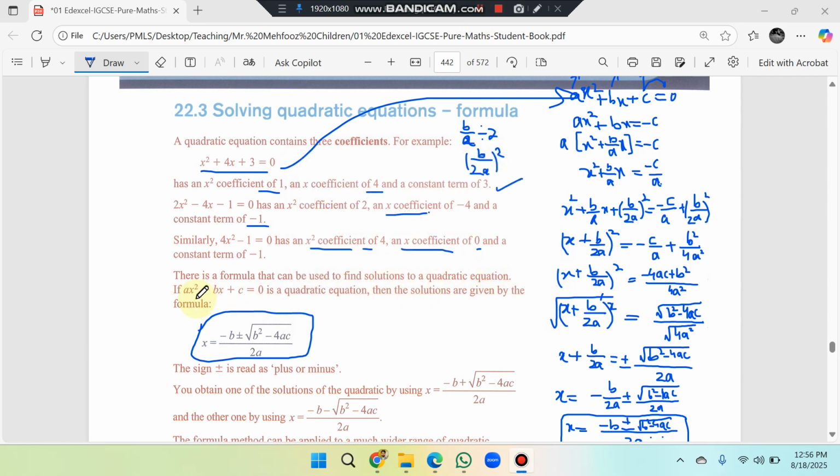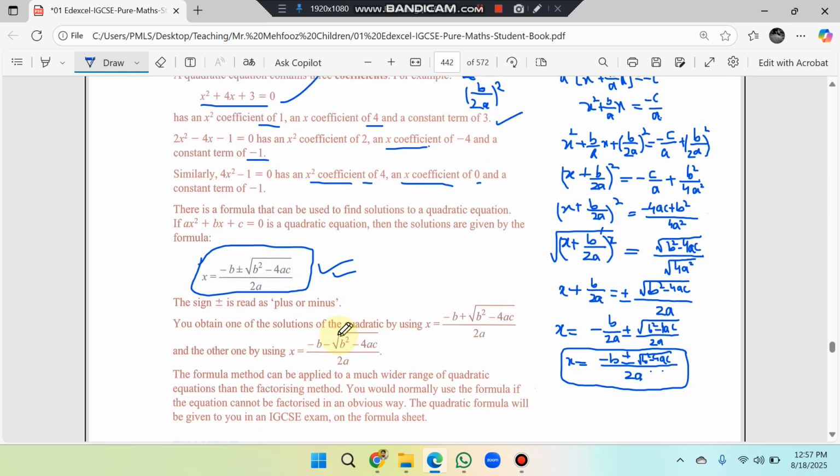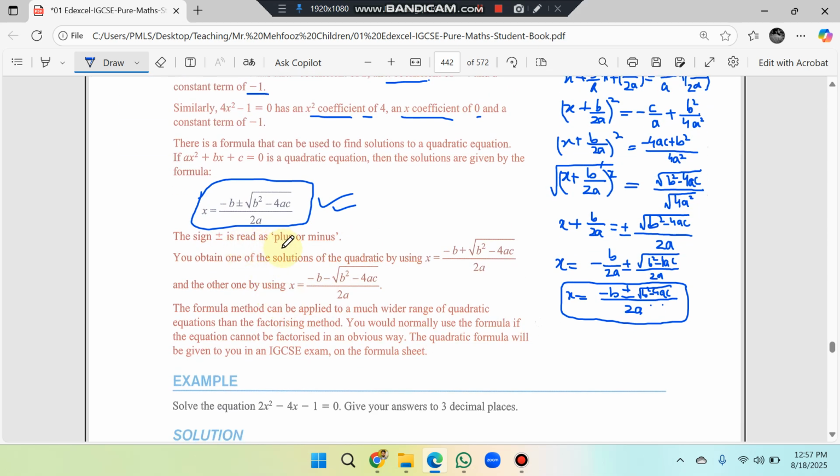Okay, so if ax² + bx + c = 0 is a quadratic equation, that is basically the general form of the quadratic equation, then the solutions are given by the formula known as the quadratic formula. The sign ± is read as plus or minus.